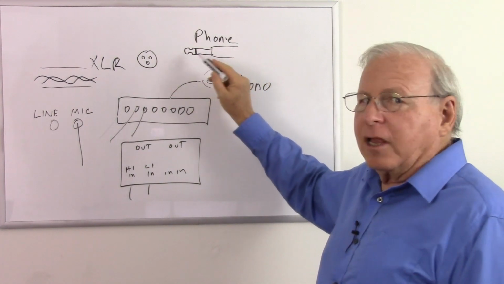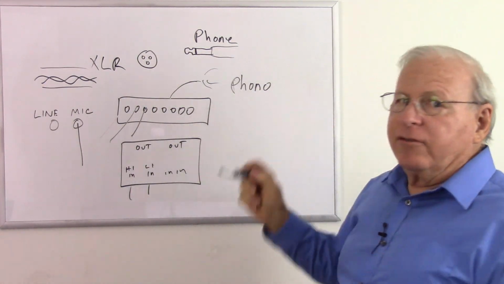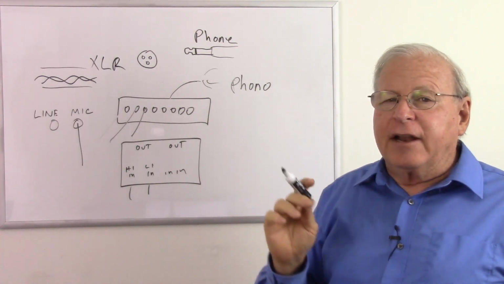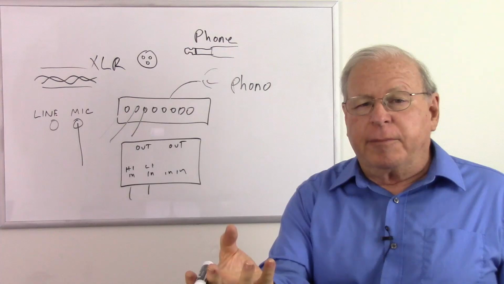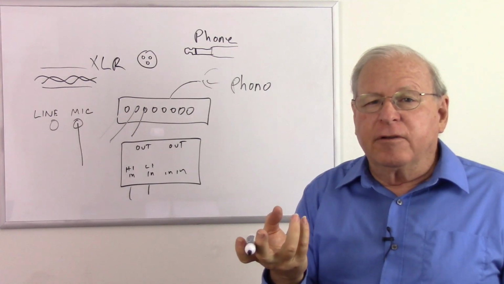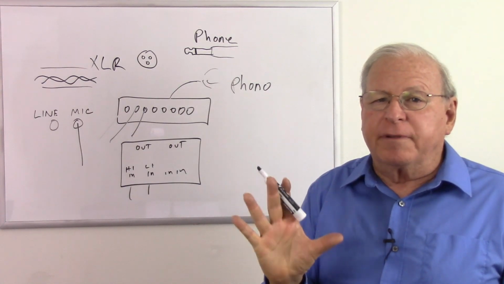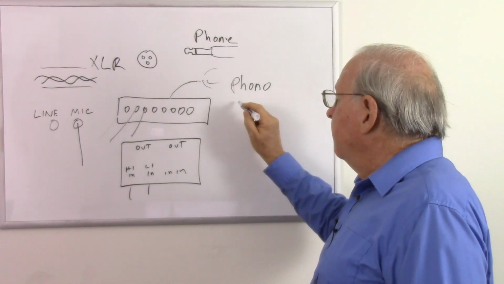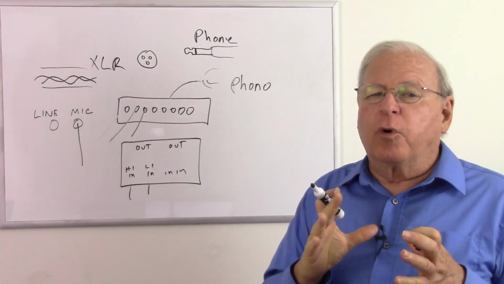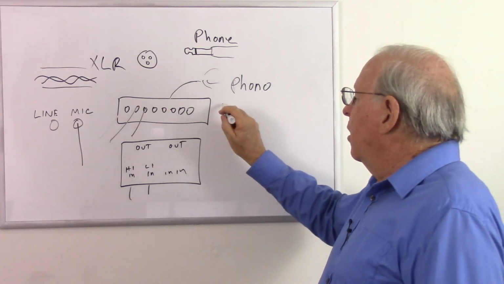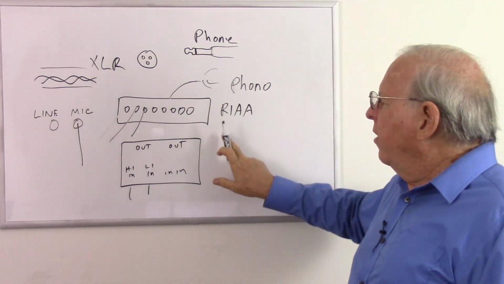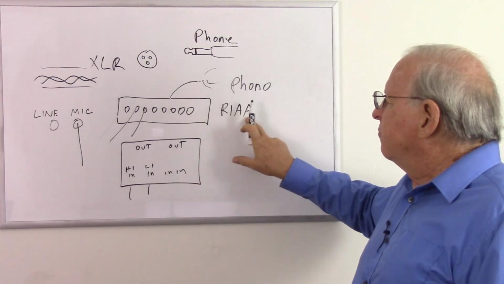So that's a phone plug here. Phono means phonograph. If you have a phonograph input on a stereo, that is designed for a cartridge coming directly from the turntable itself, which has no amplification. That's going to be the proper input for that. And the most important thing is it's going to use what's called RIAA equalization, Recording Industry Association of America.